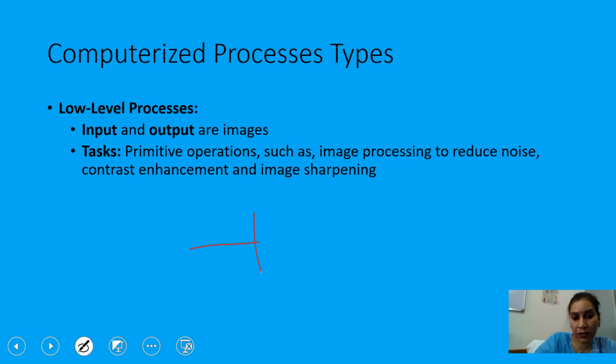Again I am drawing the block diagram. Here my input is image and output is also image, and this is called low level process, and the tasks done by this process are noise reduction, contrast enhancement and image sharpening.